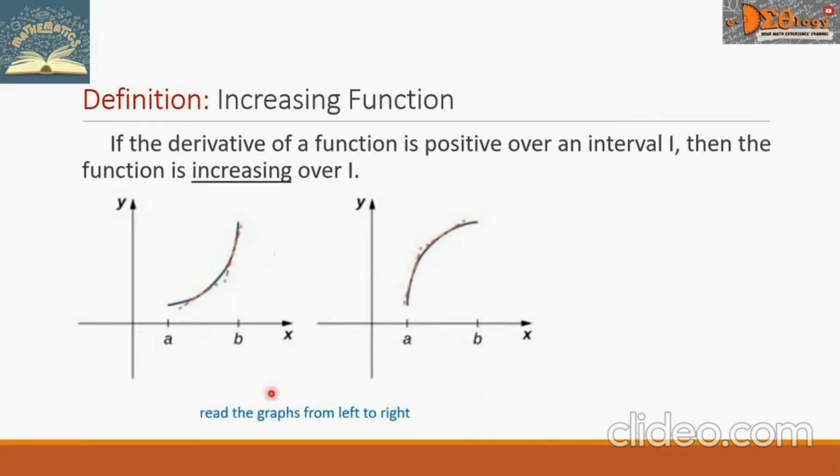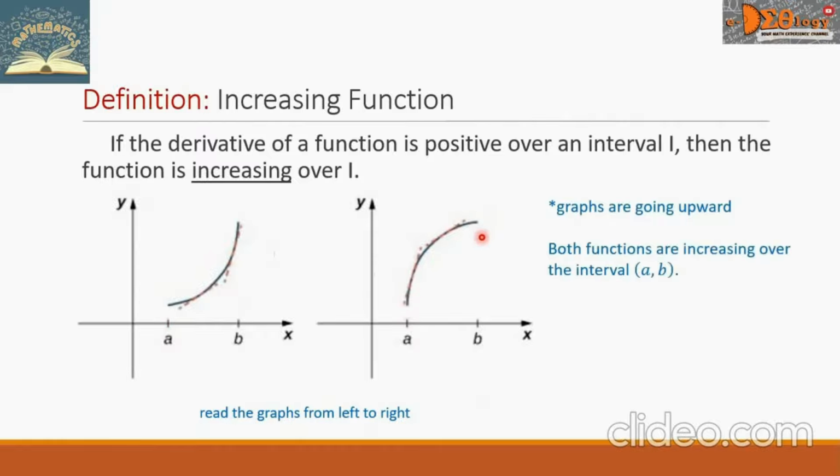Now let us read the graphs from left to right. We can observe that the graphs are going upward. In this case, we can say that both functions are increasing over the interval from A to B. Also, the derivative of the function over the specified intervals are greater than 0, or we say positive.